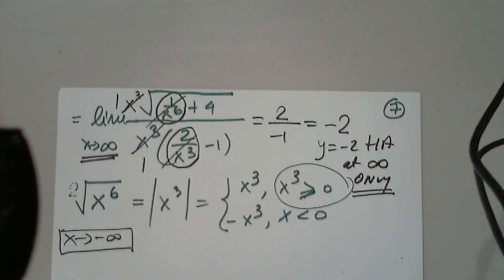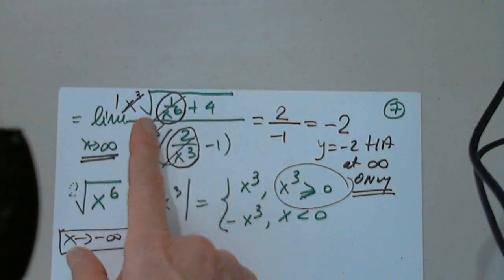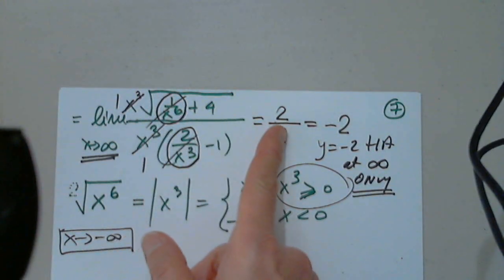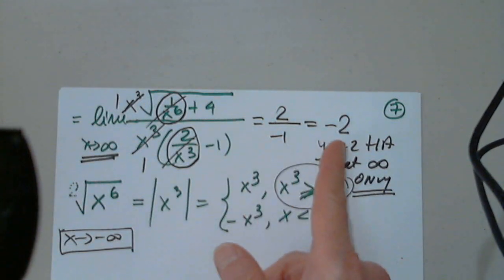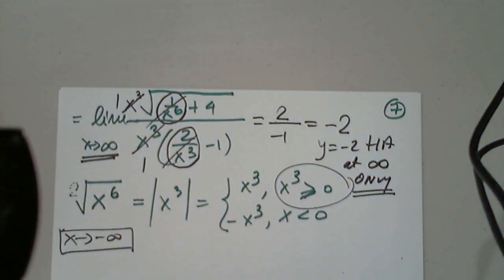Awesome. Any questions? You mind going over how you got 2 over negative 1 again? I kind of got lost. 0 plus 4 is 4. The square root of 4 is 2. 0 minus 1 is negative 1. 2 over negative 1 is negative 2.